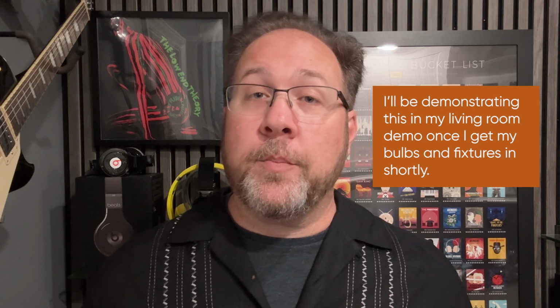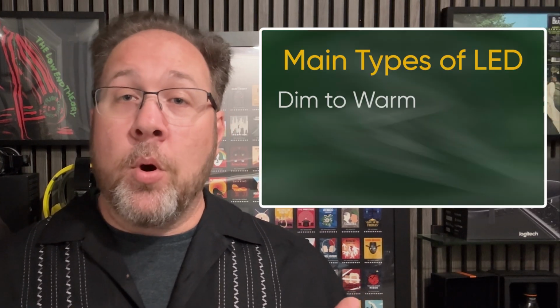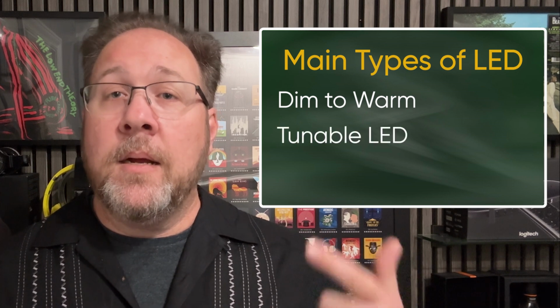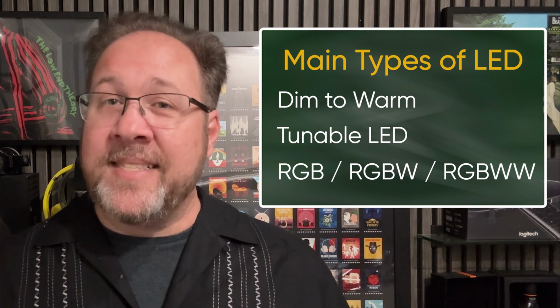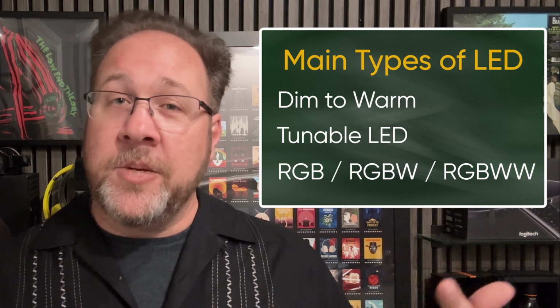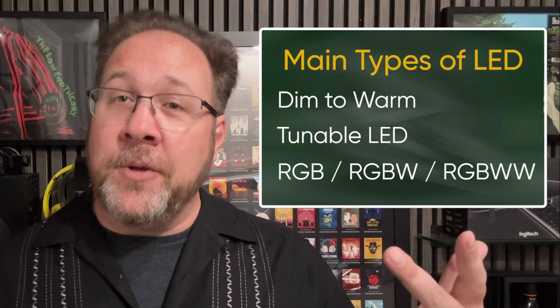Then, with the press of a button or a voice command, you can dim the light by 40% and adjust the color temperature to 2800 Kelvin to help unwind. You can even color match the fireplace to further expand that warm, cozy feeling throughout the rest of the room. Now, this technology comes in 3 major types: dim to warm, tunable LED, and RGB bulbs, which are further divided into 3 subtypes: RGB, RGBW, and RGBWW.